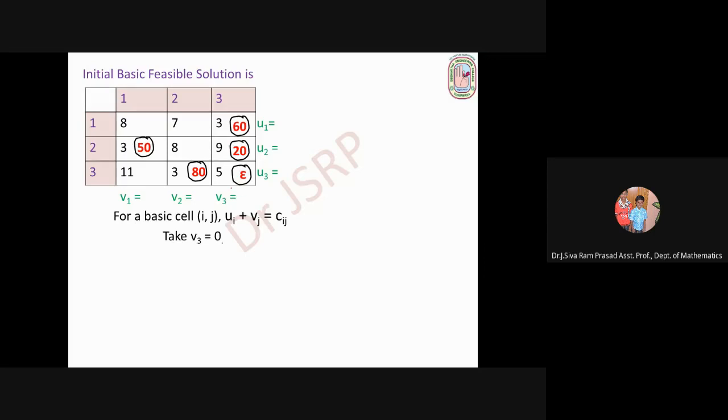Then come to the third column. Take this 3 cell, with V3 equal to 0. For this cell, the corresponding U value U3 plus V value V3 equals the cost 5. So U3 plus V3 equals 5. V3 is known, so substituting V3 as 0, U3 equals 5 minus 0, which is 5. So here U3 is 5. Like that we calculate the other values. Remember, you have to take only basic cells.